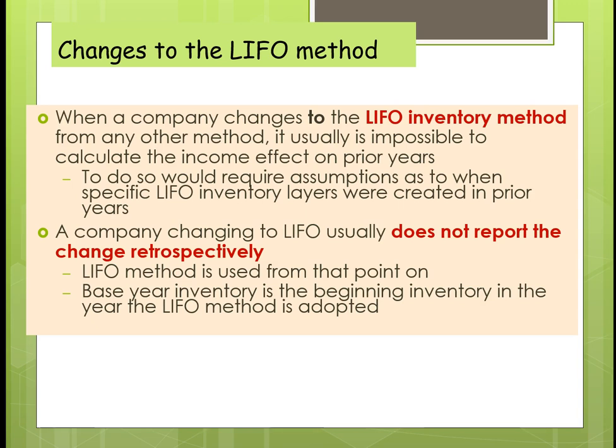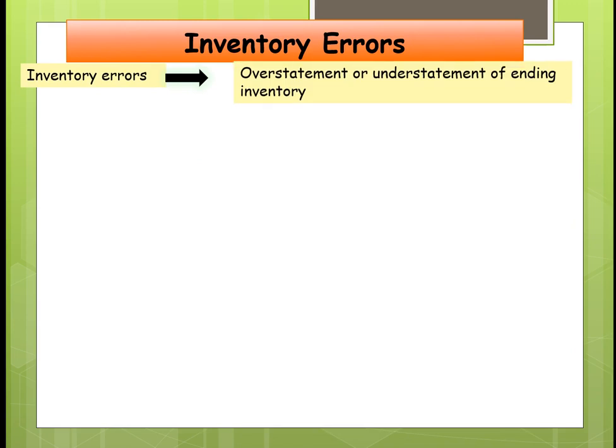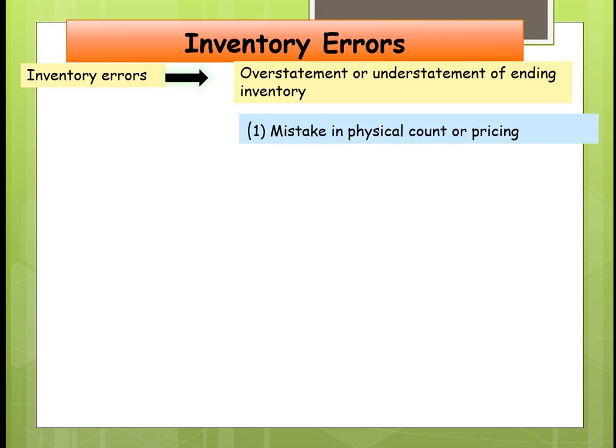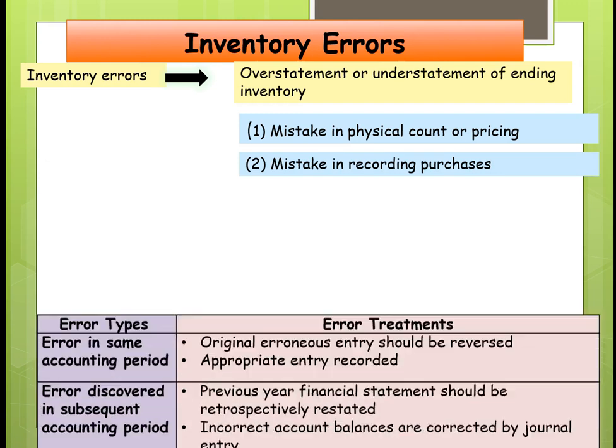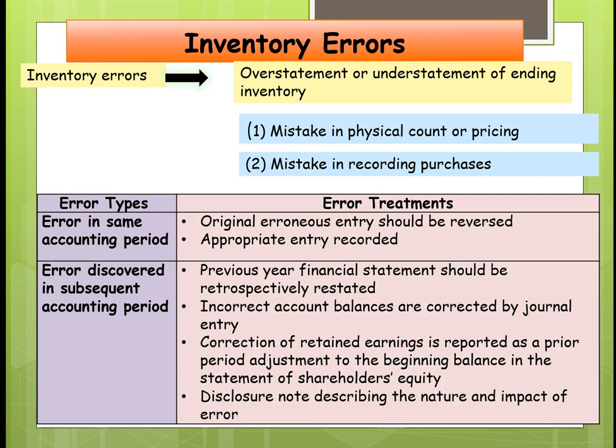Now we're going to look at inventory errors. Inventory errors are overstatement or understatement of any inventory. It could be due to mistakes in the physical count or pricing, or mistakes in recording purchases. Now, how do we treat them? It depends. If the error is in the same accounting period, the original erroneous entry should be reversed and the appropriate entry recorded. If the error is discovered in subsequent accounting periods, previous year financial statements should be retroactively restated.